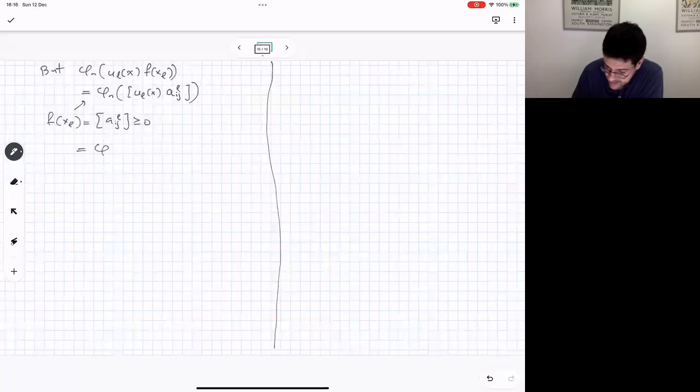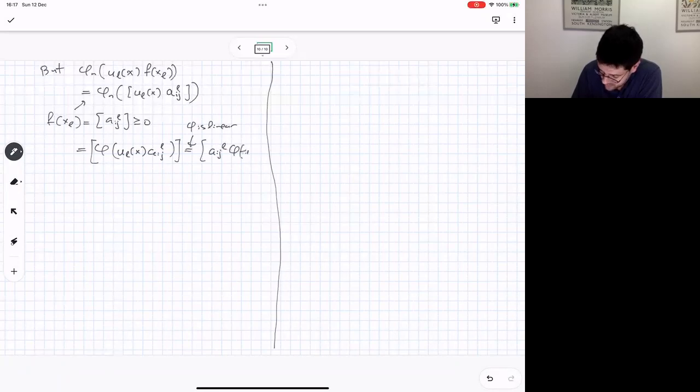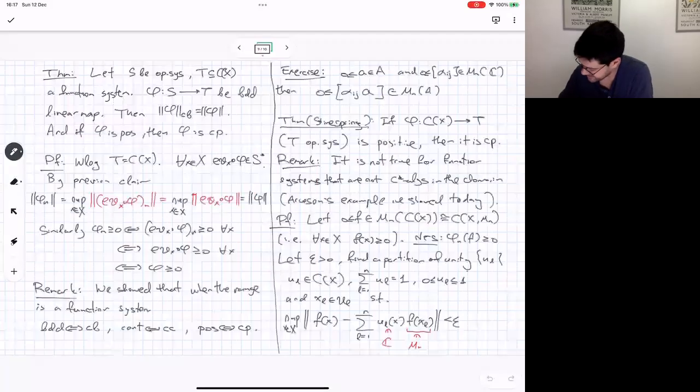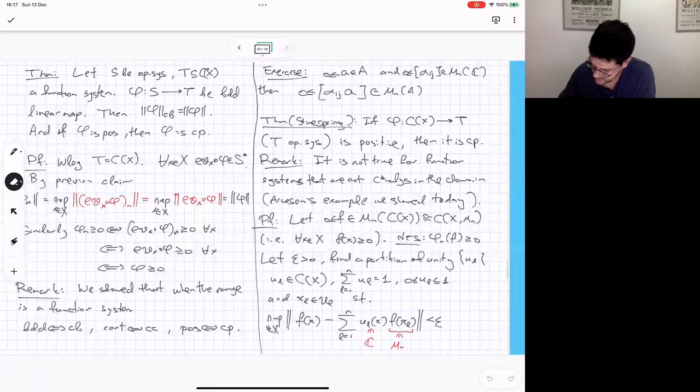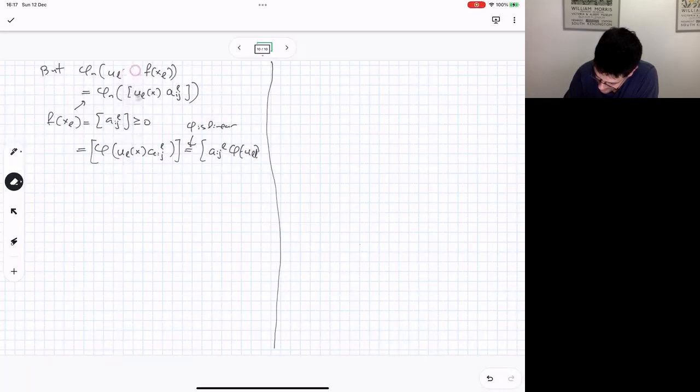So this is equal to phi of the matrix whose entries are u_l of x and a_ijl, which, since phi is linear, is just a scalar, a_ijl phi of u_l. Sorry, here phi acts on C of X. This u_l of x is a function, so this works on functions. So this is u_l times this matrix.